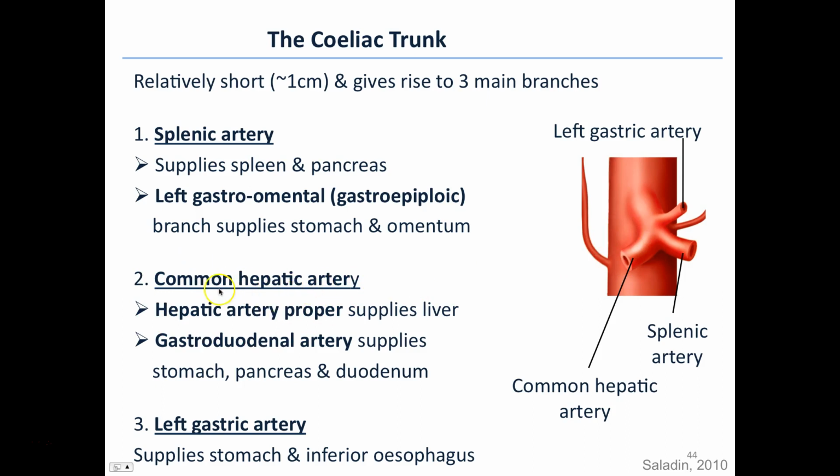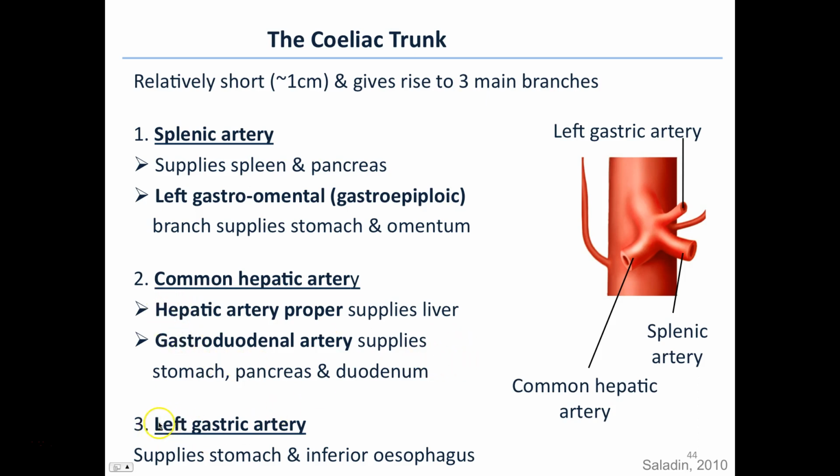The common hepatic artery will further divide into the hepatic artery proper. And this is the artery that supplies the liver. The other subdivision, so the common hepatic artery will divide into the hepatic artery proper and the gastroduodenal artery. And the gastroduodenal artery is important because it helps to supply the duodenum, the pancreas, and then it gives off a branch that also supplies the stomach. So even though we call it the common hepatic artery, common meaning it's a common origin, it supplies numerous organs from there because of these subdivisions into further arteries.